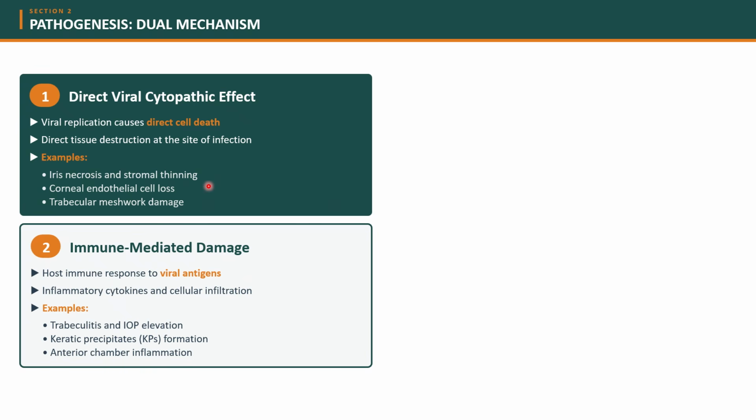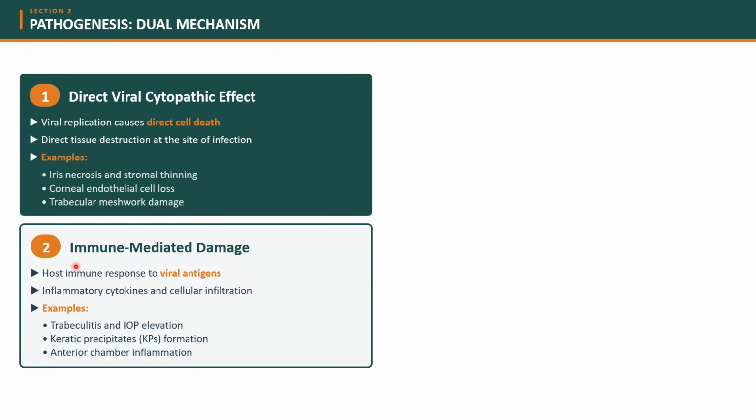As you can see, in most viral uveitis, you will find destruction of the iris, loss of iris pattern, iris atrophy, and scalloped appearance. And also you will find damage to the corneal endothelium as in cytomegalovirus, and you will find trabecular damage, and the patient will have secondary glaucoma.